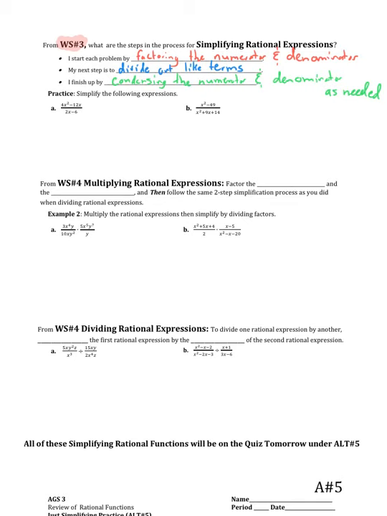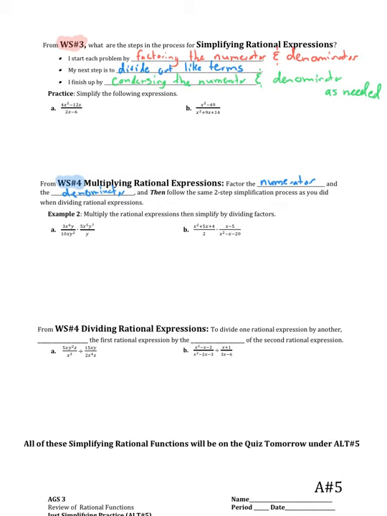Before we do that though, why don't I just go ahead and finish up the rest of this. We'll talk about worksheet number 4 real quick here. Worksheet number 4, multiplying rational expressions. When we multiply, we do the same thing where we factor the numerator and denominator first. And then we follow the same process where once it's factored, we can just combine it all together. We're just going to write it as one line divided by another line. And then we divide out like terms.